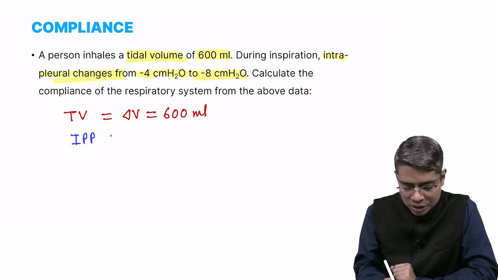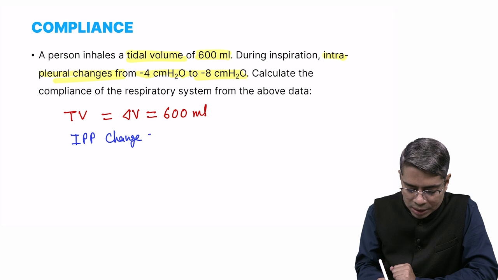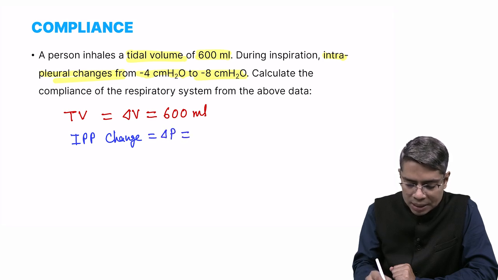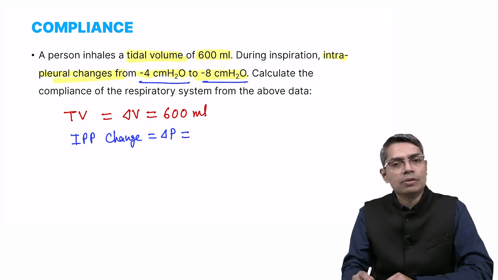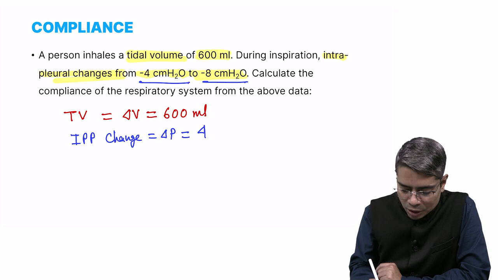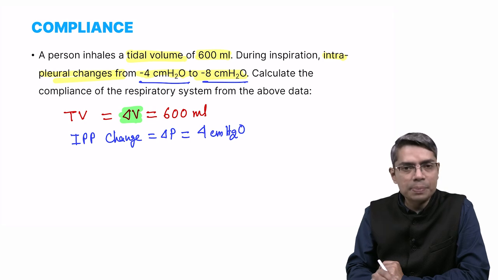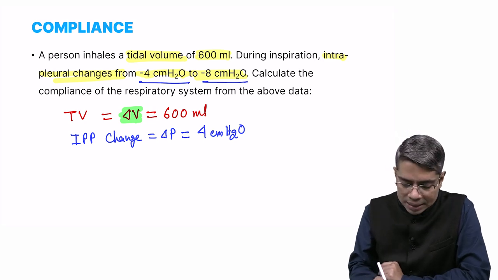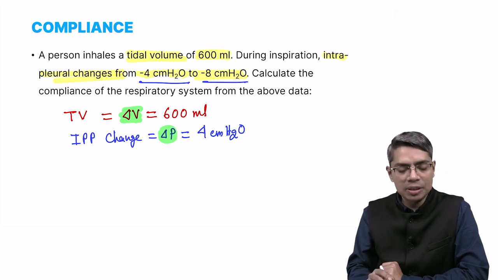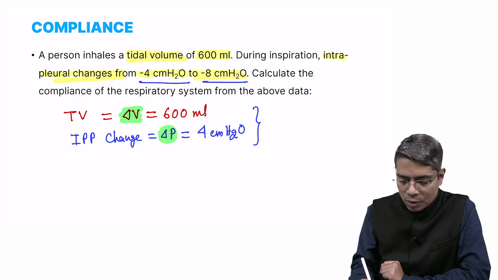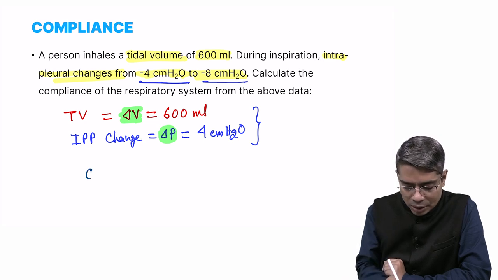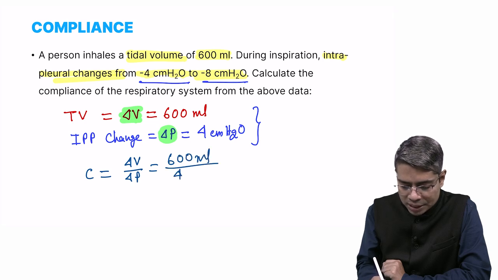So how much is the intrapleural pressure changing? Delta P here is from -4 to -8, both in negative. So 4 centimeter of water is the change of pressure in these cases. Now I can understand from this given question that the delta V for this person is 600 ml, and that delta V is due to the change in the intrapleural pressure. And how much is that? That is 4 centimeter of water. So obviously if I want to calculate the compliance of this person, it will be equal to delta V upon delta P. So delta V is equal to 600 ml upon your 4 centimeter of water.